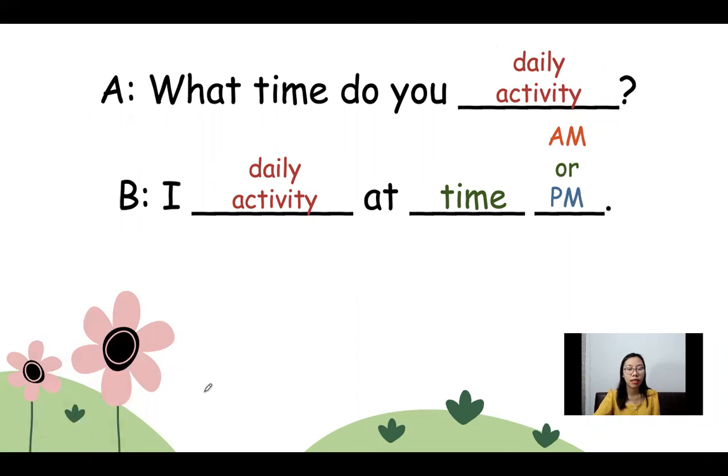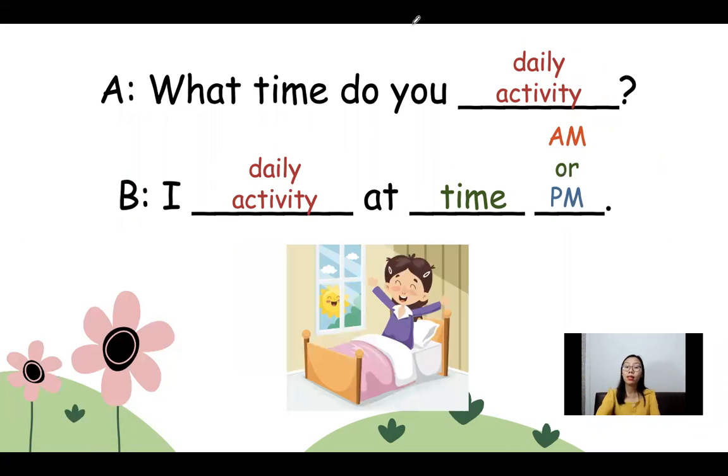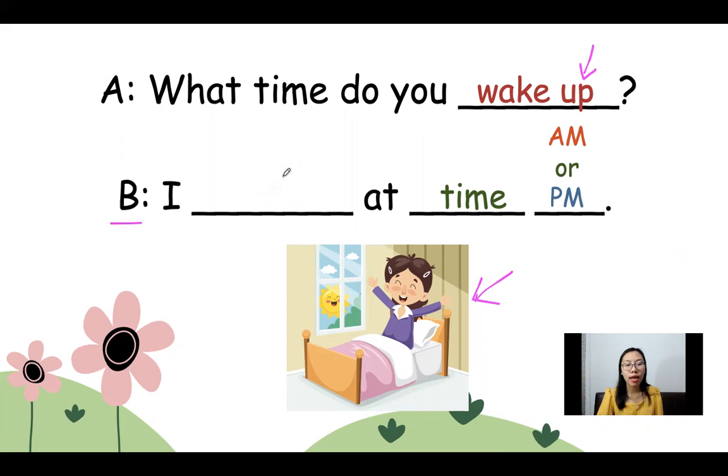Let's look at the picture. What is the picture? It's wake up. Very good. So our daily activity is wake up. Let's read it together, everybody. What time do you wake up? All right, B answers. What do we write here? I wake up at. What time do you wake up?